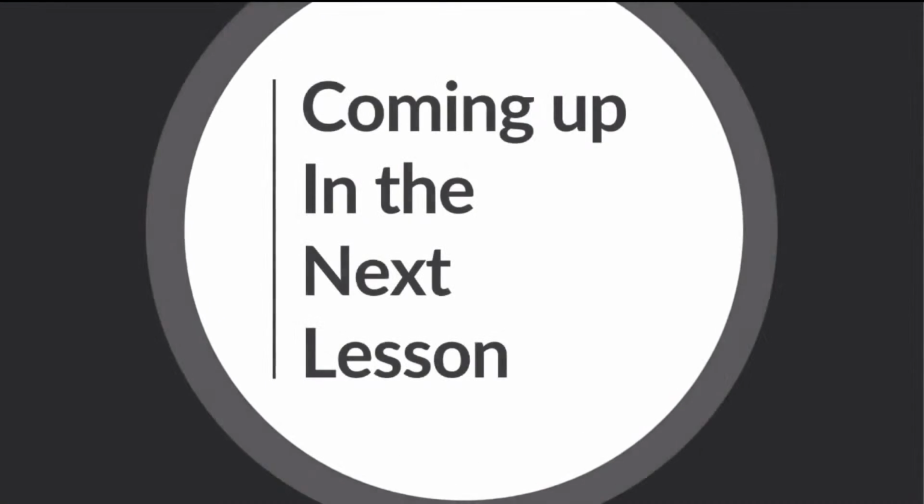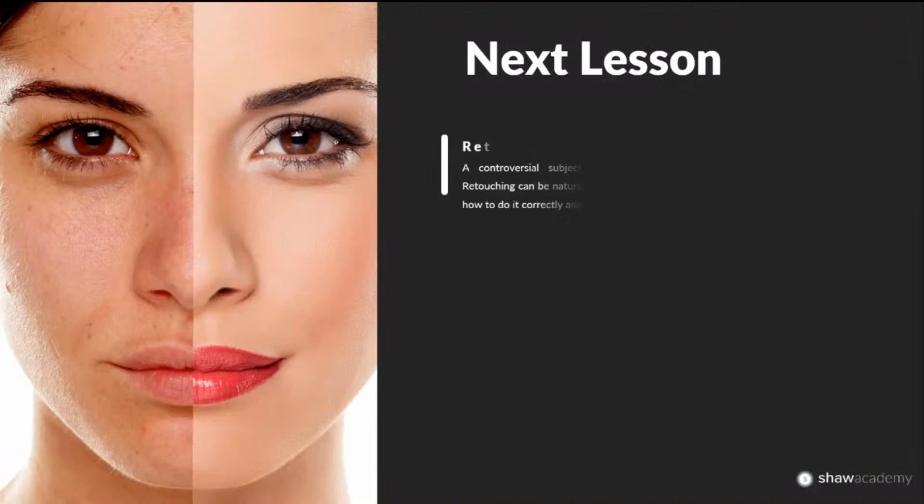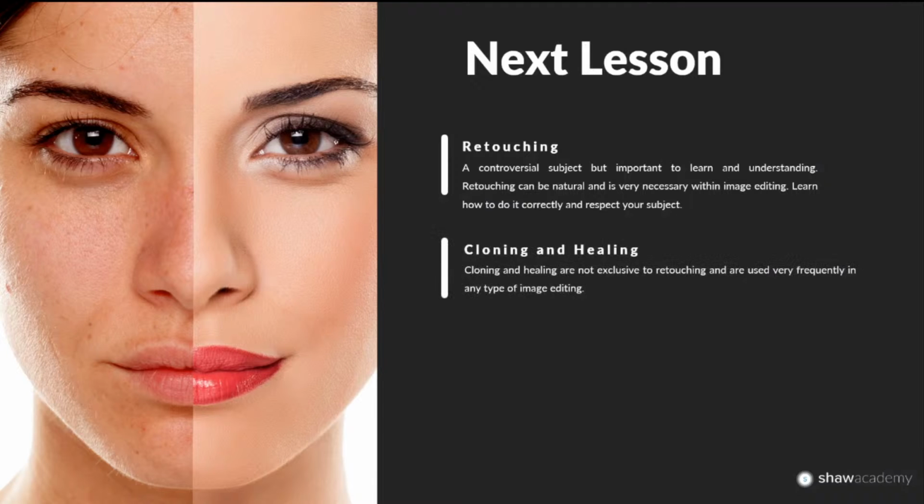Now, let's have a quick look at what's coming up in the next lesson, lesson number 6. We're going to have a look at retouching our photographs. A bit of a controversial subject for sure, but it is very important to learn and to understand. Retouching can be done in a really natural way, and it's incredibly important if you want to be successful within Photoshop to have this ability to retouch. And it's not just about retouching skin or retouching faces and so on. It is also about learning how to remove objects and unnecessary or unwanted things within your photographs.